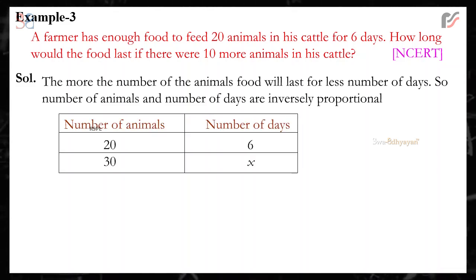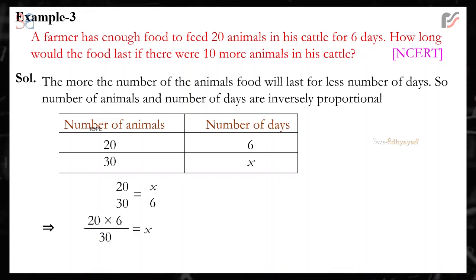Number of animals 20, number of days 6. Number of animals 30, number of days x. So 20 upon 30 is equal to x upon 6. This implies 20 into 6 upon 30 is equal to x. That is, x is equal to 4 days.